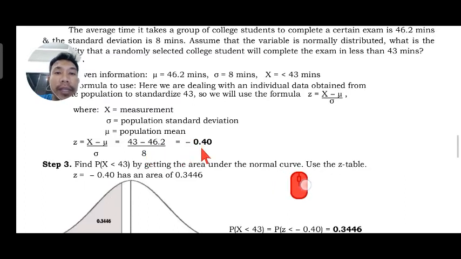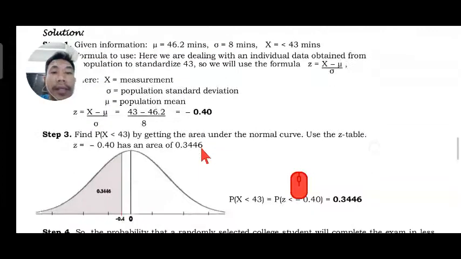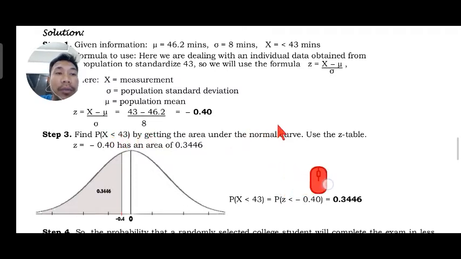Okay, step number 3. Find the P of X is less than 43 by getting the area under the normal curve. So you use the z table. So we get the z-score. Our z-score is negative 0.40.